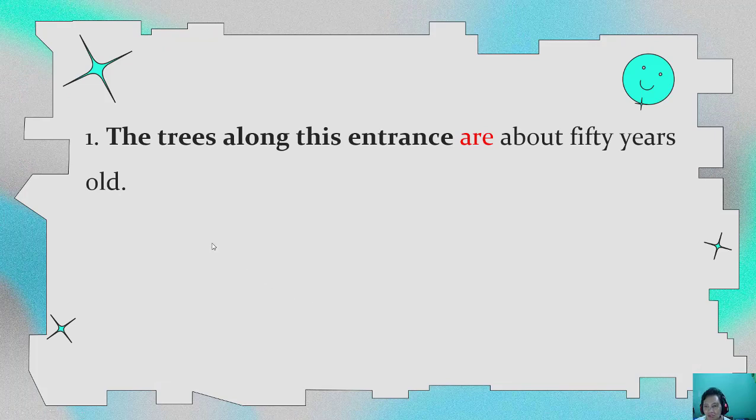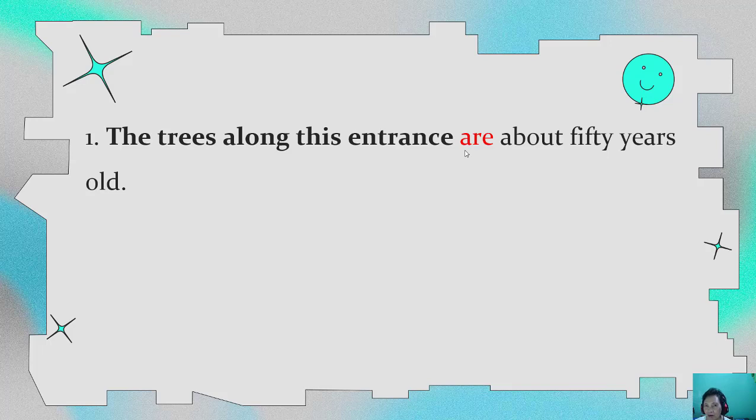Okay, number one: the trees along this entrance are about 50 years old. The trees along this entrance is the subject. Are is the predicate. Are, this is to be: is, am, are, and be. Are they predicates? Yes. They are also auxiliaries. They function as auxiliaries when you make continuous tenses. But if there is no verb 1, they function as the predicate.